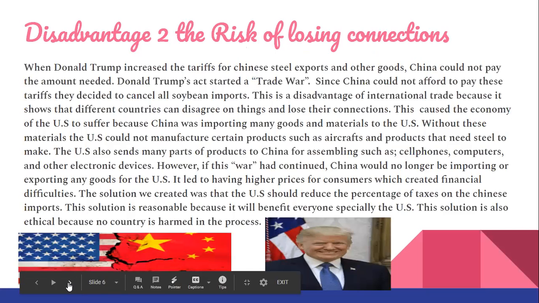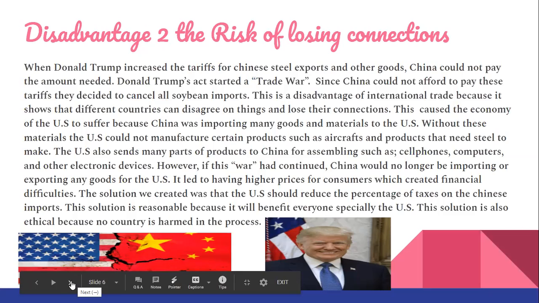Disadvantage 2: the risk of losing connections. When Donald Trump increased the tariffs for Chinese steel exports and other goods, China could not pay the amount needed. Donald Trump's act started a trade war. Since China could not afford to pay these tariffs, they decided to cancel all soybean imports.